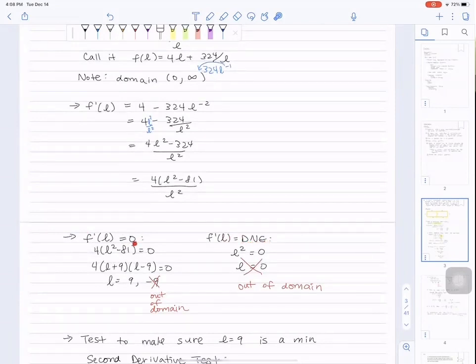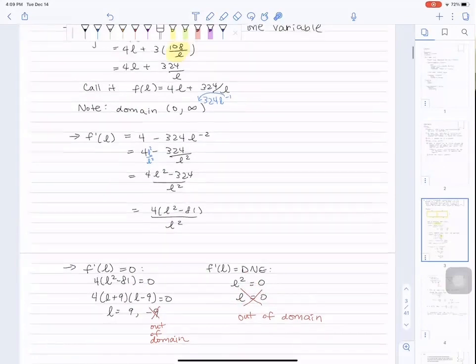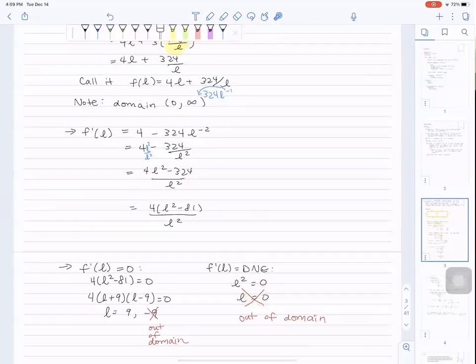It equals 0 when this numerator equals 0, so I set the numerator equal to 0. The derivative does not exist when your denominator equals 0, so I set L squared equal to 0. Over here, you get L equals 0, but this is out of our domain because remember, our domain was not including 0. So we don't have to count this as a critical point. We don't care about this one.